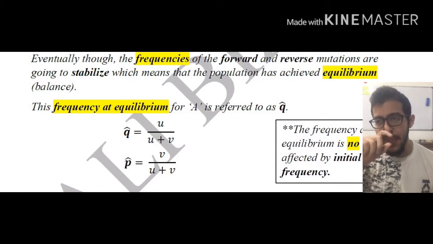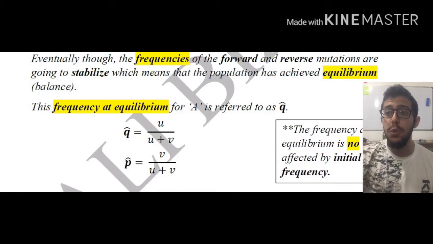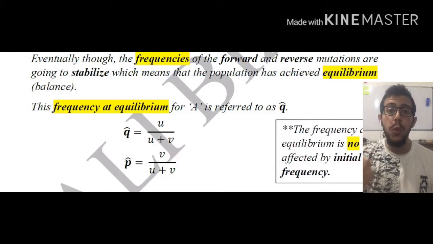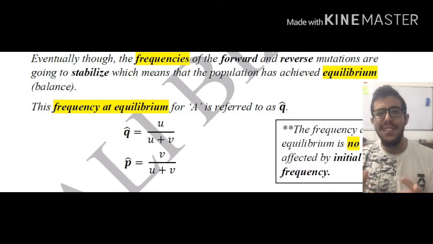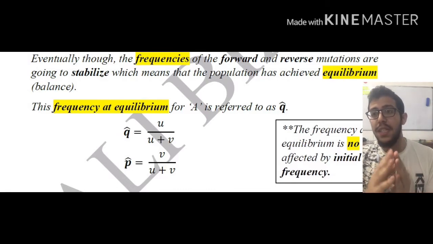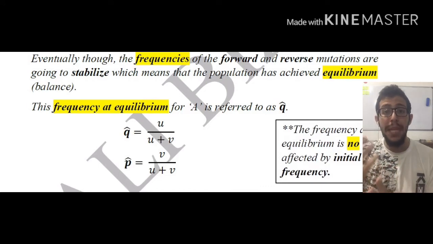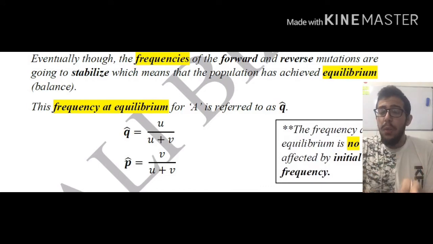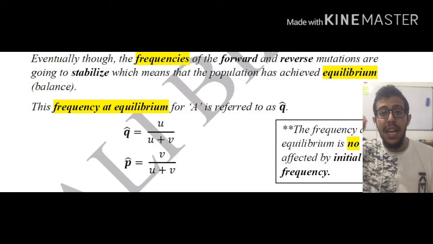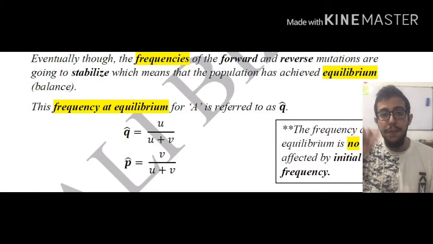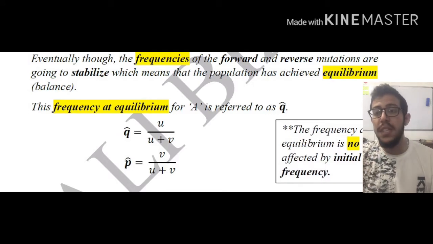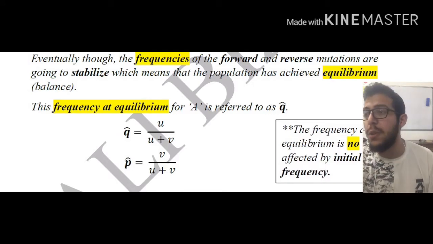This frequency at equilibrium for A is referred to as q hat or p hat, whatever you're trying to calculate. In this case, q hat is equal to the forward mutation rate, u, divided by u plus v, which is the forward mutation rate plus the reverse mutation rate. Next, if we want to calculate p hat, the frequency at equilibrium of our allele P, all we have to do is use the formula on screen, which is v, the reverse mutation rate, divided by the forward plus reverse mutation rate.